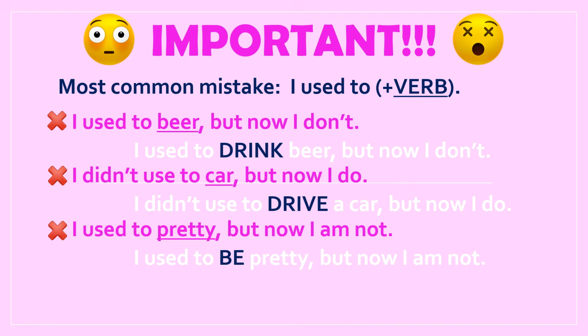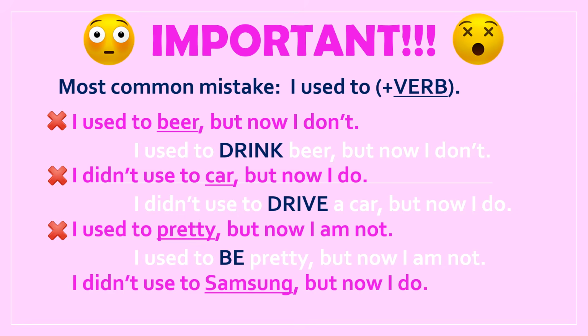This one is good. I didn't used to Samsung, but now I do. That's a proper noun, Samsung. So it doesn't work once again. So you can say, I didn't used to have a Samsung, but now I do. Okay, so remember, used to plus verb, and didn't used to is the same thing. You need a verb also.